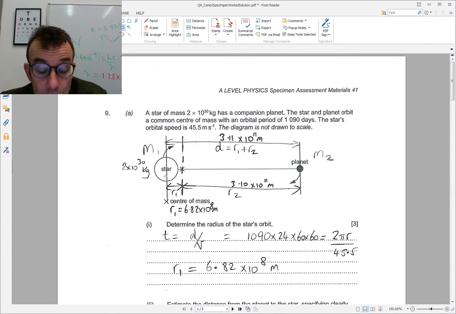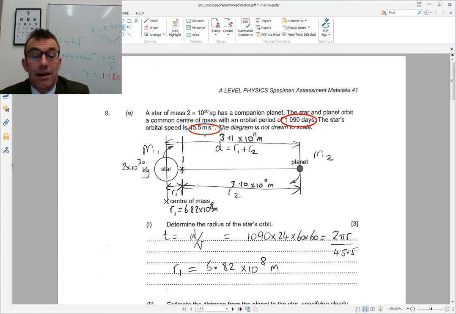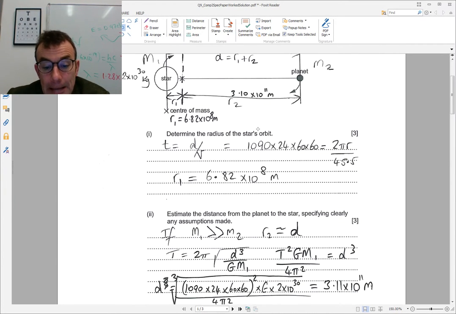So the first one was a fairly simple one, but one that tripped a surprisingly large number of you up, actually. It's just time equals distance over speed. But in this case, it's 1,090 days and the speed is 45.5 meters per second. So it's just a matter of putting the numbers in and recognizing that if it's a circular orbit, the circumference will be 2 pi r. So you can see the working there, fairly straightforward, I hope you'll agree, even if you didn't get it right in the first instance. Next one.